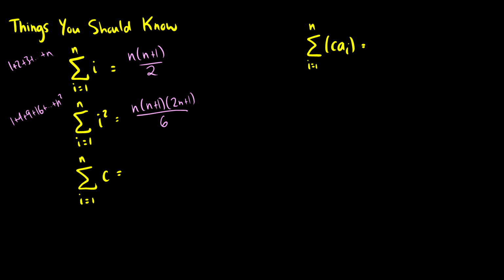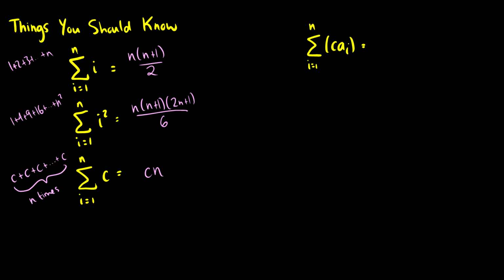Now, if we take the numbers 1 through n, and we're just adding the number c, so this is a constant number, this is basically saying c plus c plus c, and we just keep adding c a total of n times. So your result is going to be c times n.